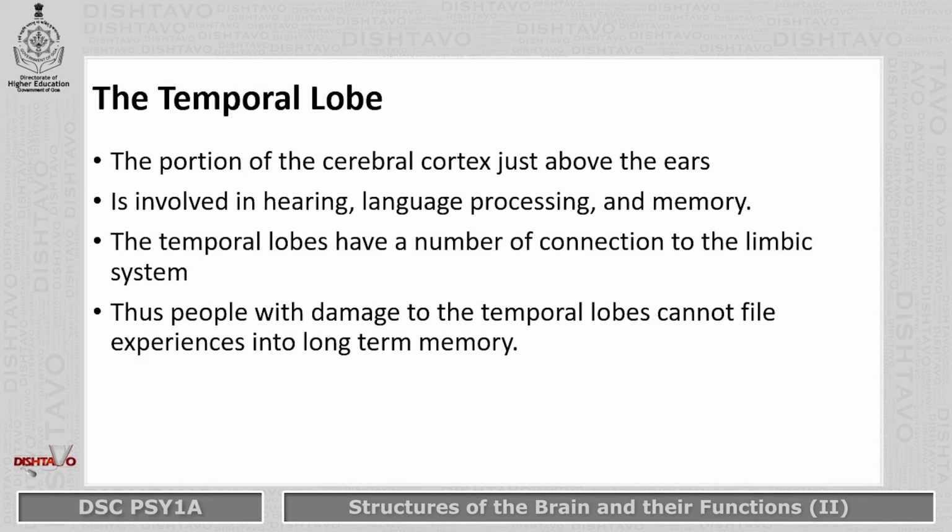The temporal lobes have a number of connections with the limbic system. In the previous module, while talking about the limbic system, I had mentioned its role in filing memory. So the limbic system determines what information passing through the forebrain ought to be saved as memories.